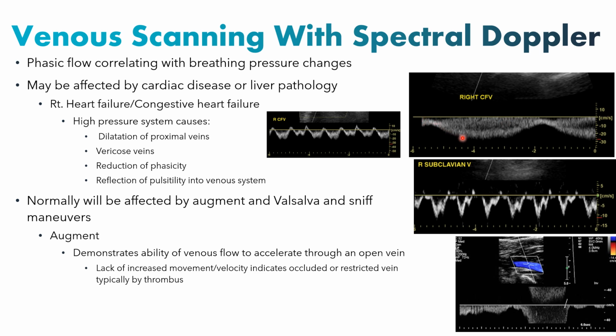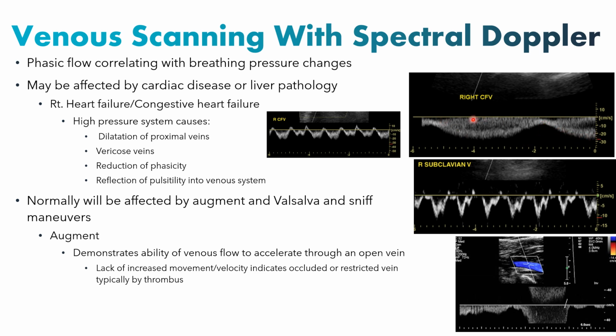So you're seeing that nice flow during expiration. During inspiration, the thoracic pressure increases, increasing the abdominal pressure, and then we have that reduction of flow until we take our next breath. So that would be normal phasicity distal from the heart.